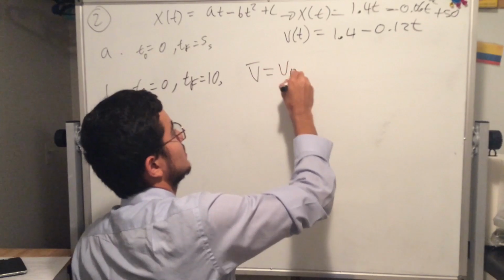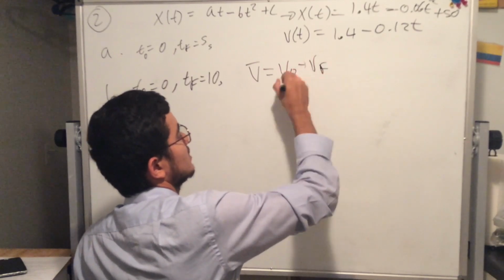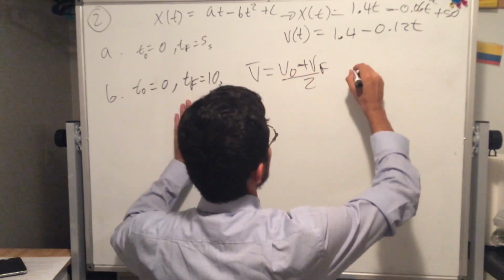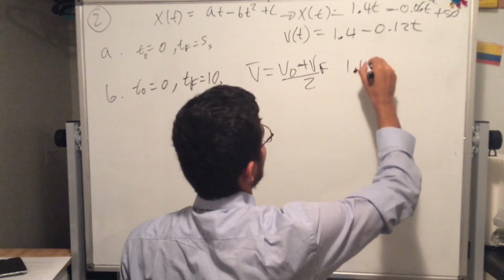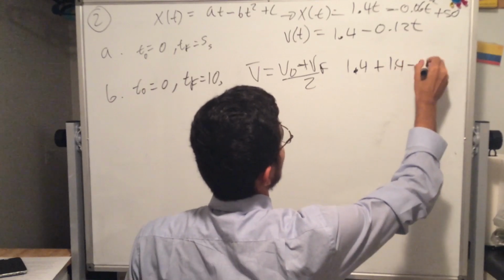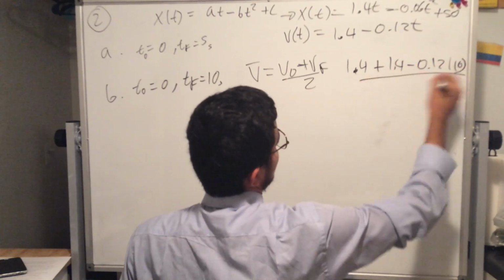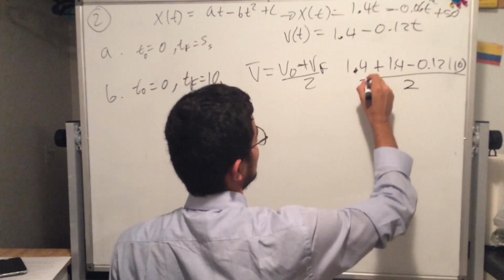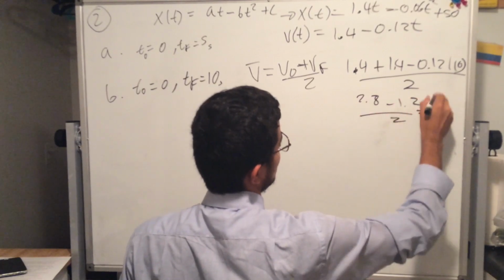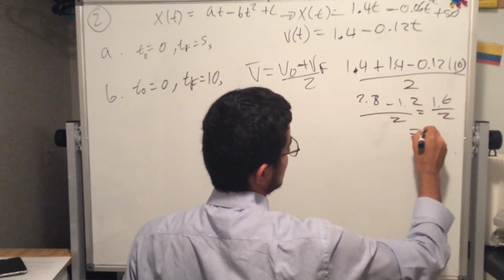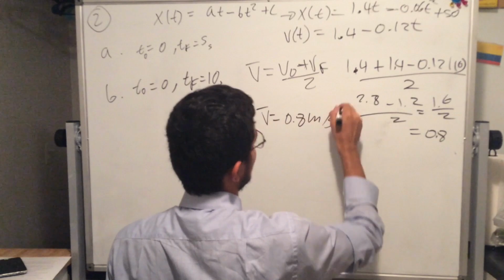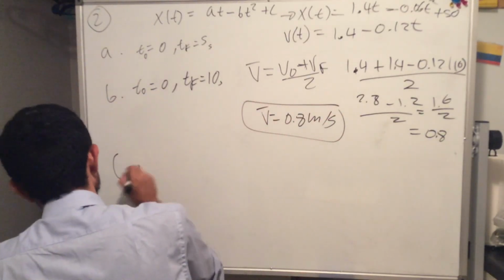We're going to use the definition that v0 plus v final divided by 2 is the average velocity. So v0 is 1.4, and we add v final, which is 1.4 minus 0.12 times 10, all of that divided by 2. This gives us 2.8 minus 1.2 divided by 2. That's 1.6 divided by 2, which is 0.8. So the average velocity is 0.8 meters per second. That's part B.